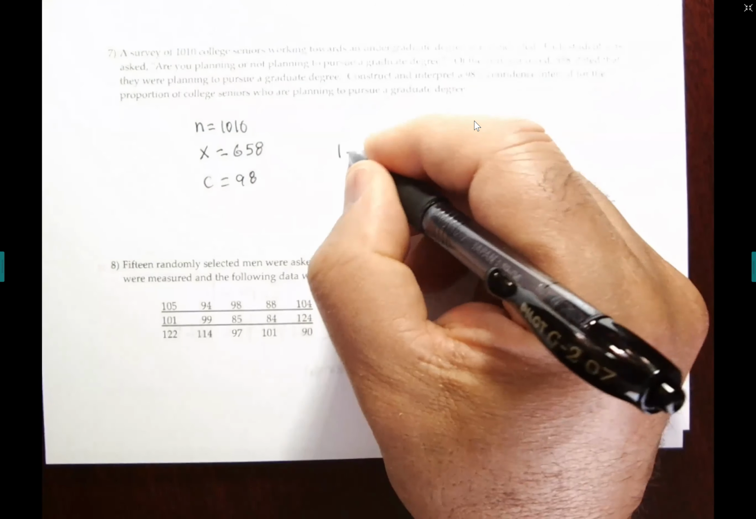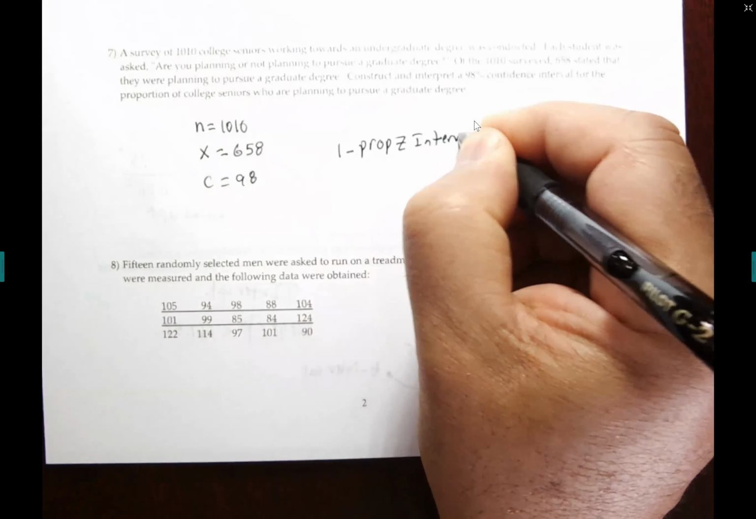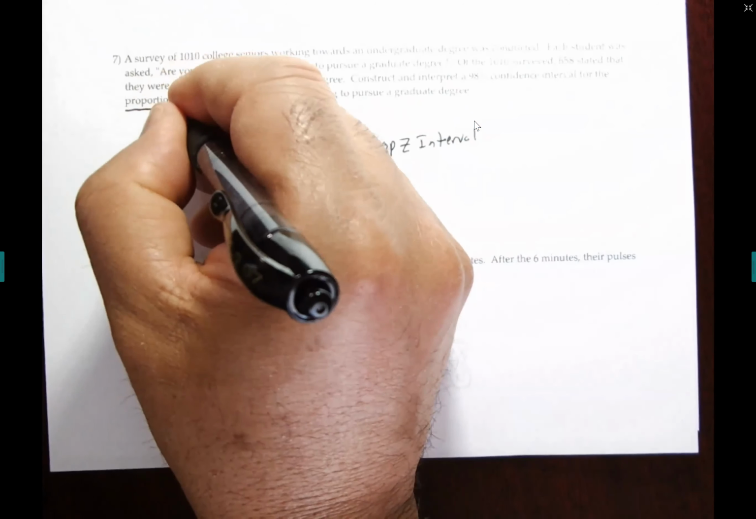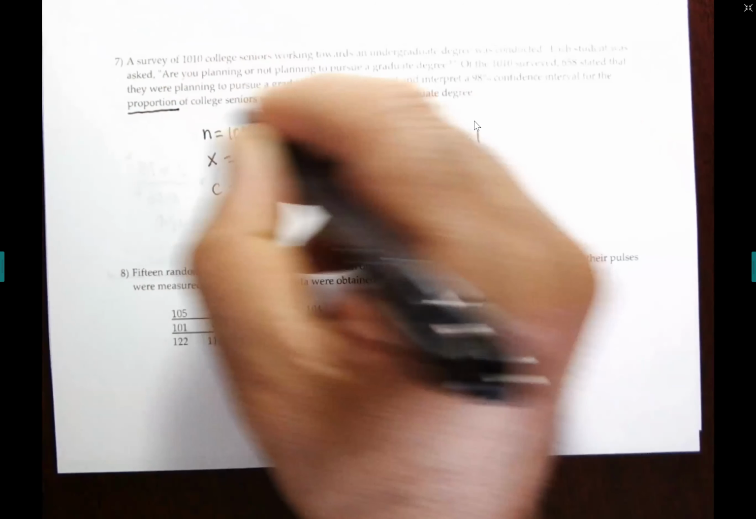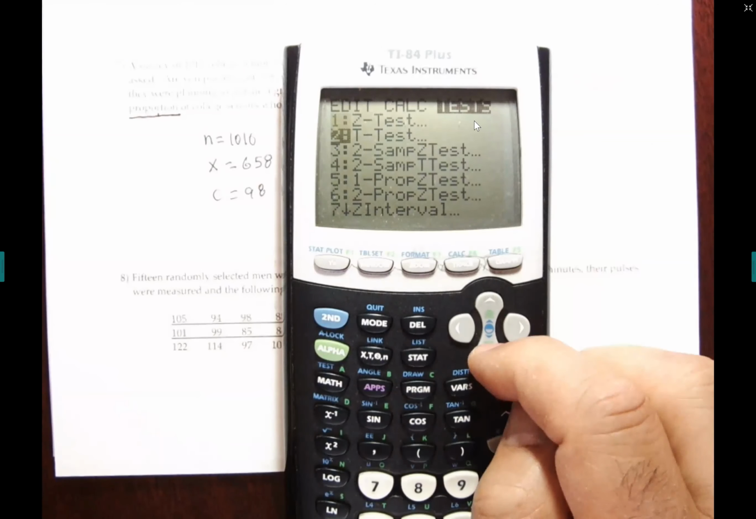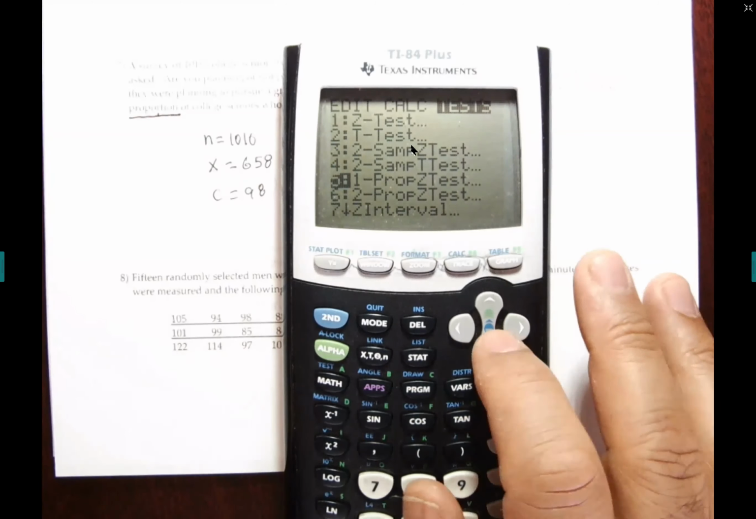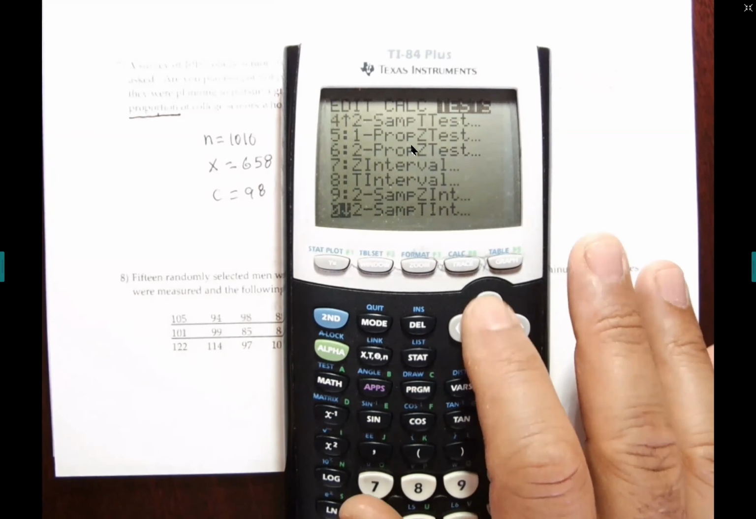Prop, yes. The proportion Z interval. Guys, this is the only one for proportion. And it does say for the proportion. Look, guys, this is the word right here. So this is it. Prop. And let's do it. I'll do it under the stat tests. Okay. Prop Z interval. There you go.